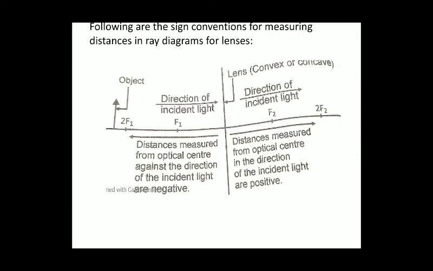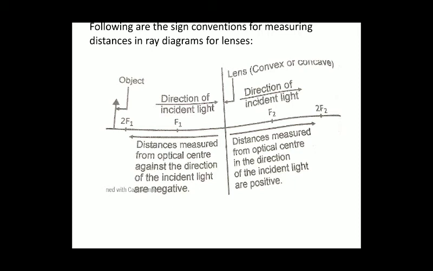Try to observe the third quadrant and fourth quadrant. In the third quadrant, the direction of incident light is toward the right, but the distances measured from the optical center, the arrow is toward the left. They are anti-parallel to each other. That's why these distances are taken as negative. Fourth convention: the distances measured upward and perpendicular to the principal axis are taken as positive. Similarly, last convention: the distances measured downward and perpendicular to the principal axis are taken as negative.